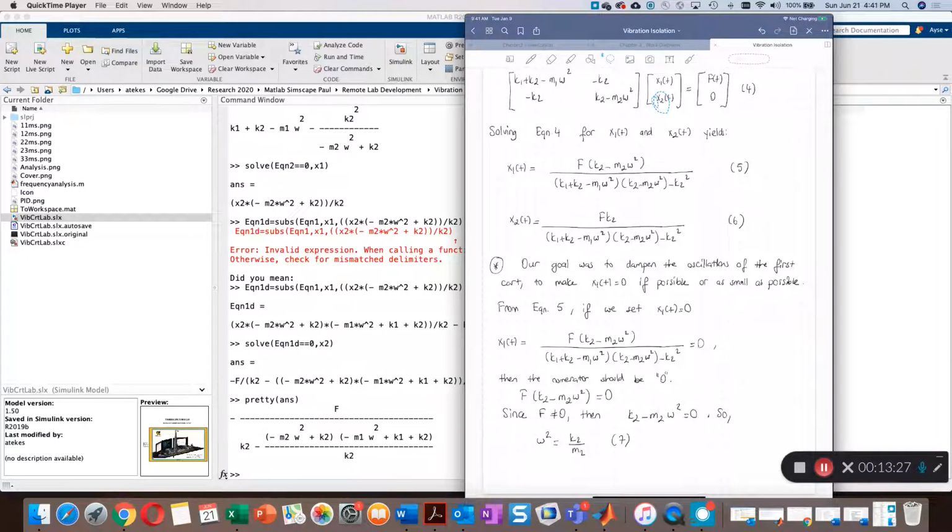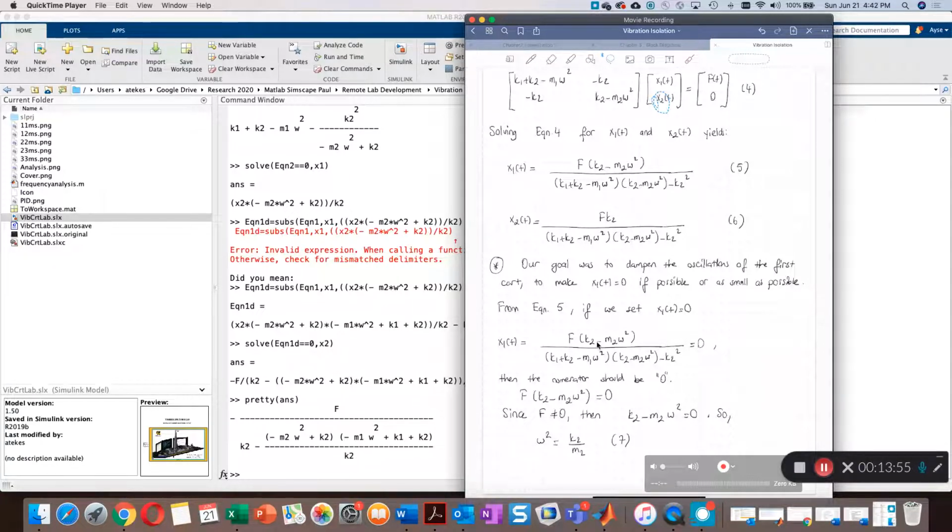After this, once you know x1 and x2, going back to our question, my goal was to design a vibration isolator. So from here, what I'm trying to do simply is dampen the oscillations of the first cart, to make x1 equal to 0 if possible, or as small as possible. I'm only interested in x1. My goal was to just dampen the oscillations on the primary cart.